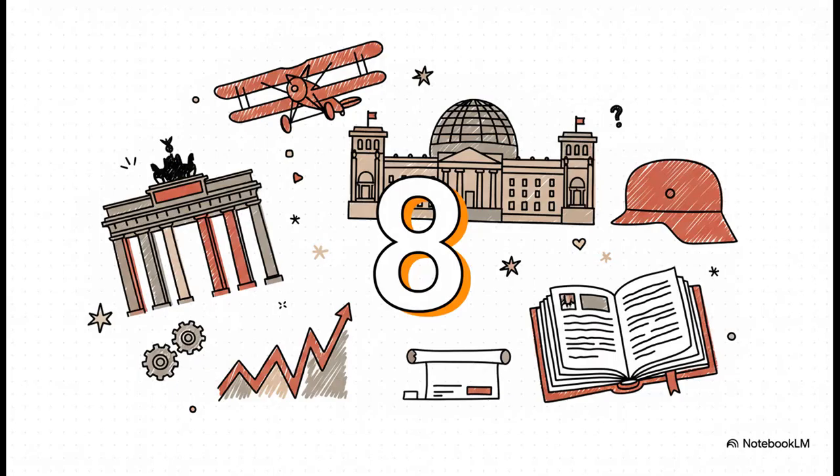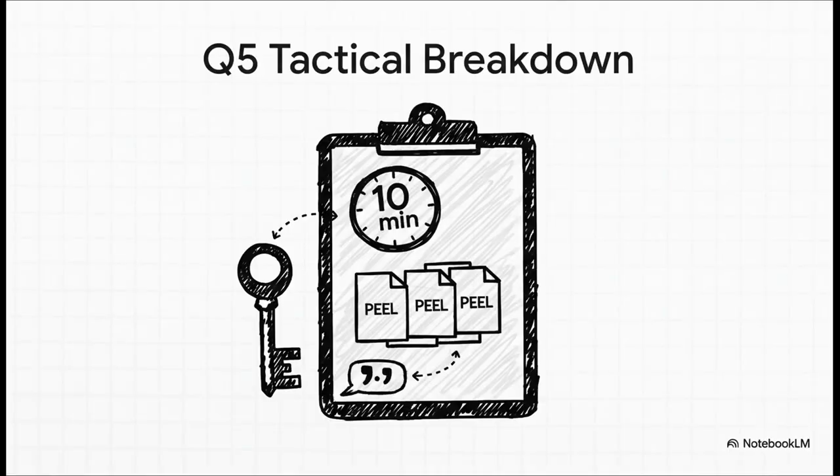Next up, question 5. This one's an 8-marker, so it's a step up in detail. It will usually ask you to explain something like, in what ways? Here is your tactical breakdown. You've got 10 minutes. Your goal is to explain 3 different points, so you should be aiming for 3 solid PEEL paragraphs. 2 really detailed ones might work in a pinch, but the absolute golden rule, the key tip, is this. Start each of your paragraphs using the exact wording from the question. Trust me, this forces you to stay laser-focused and guarantees you're answering exactly what they've asked.